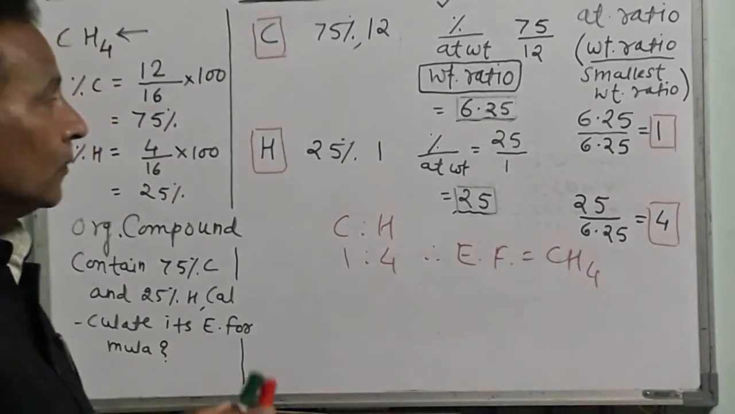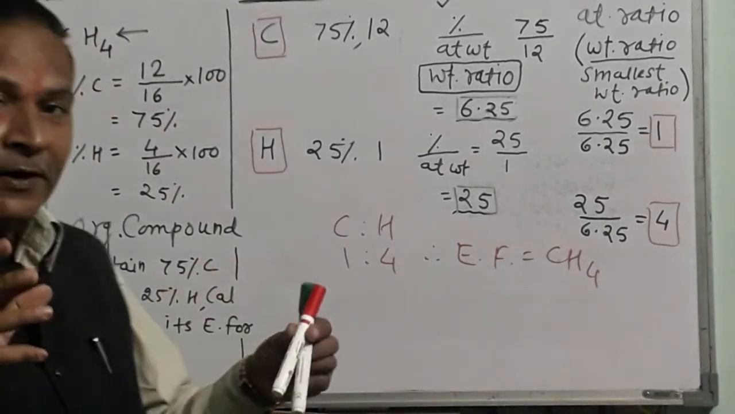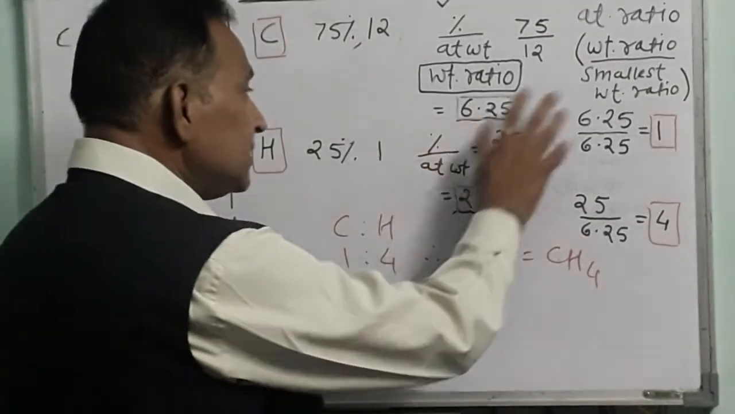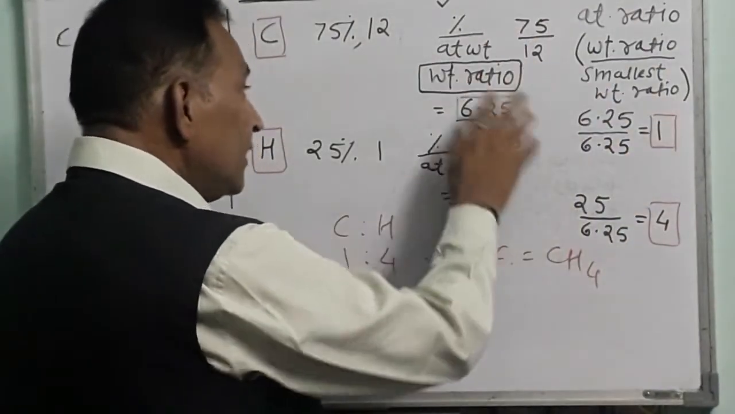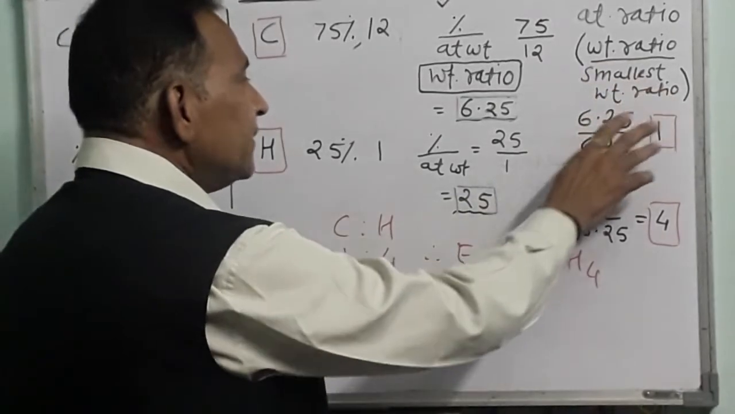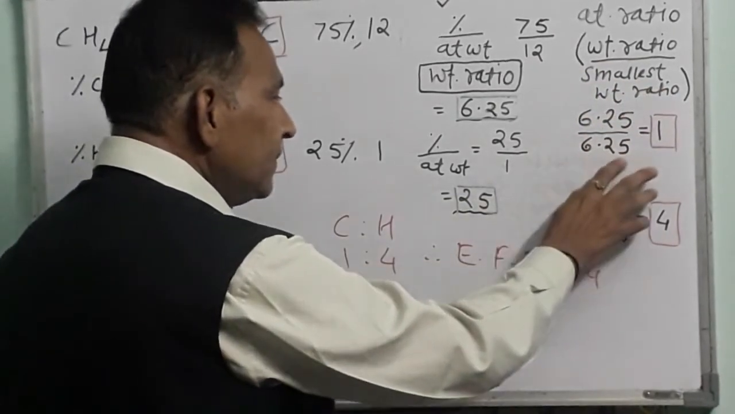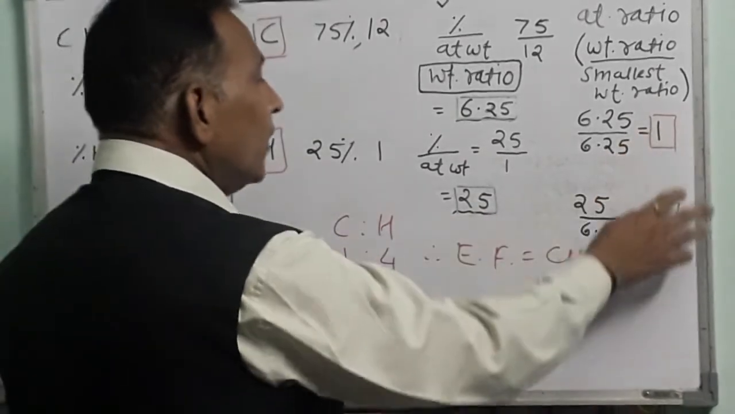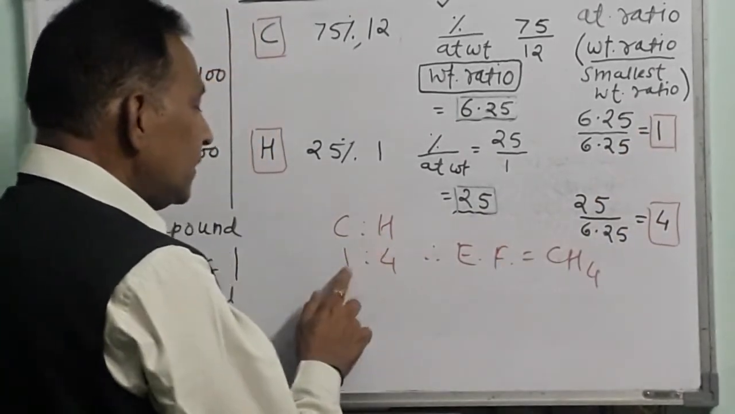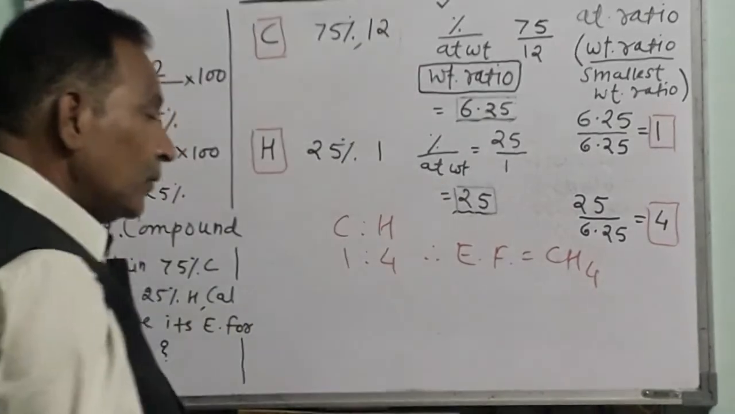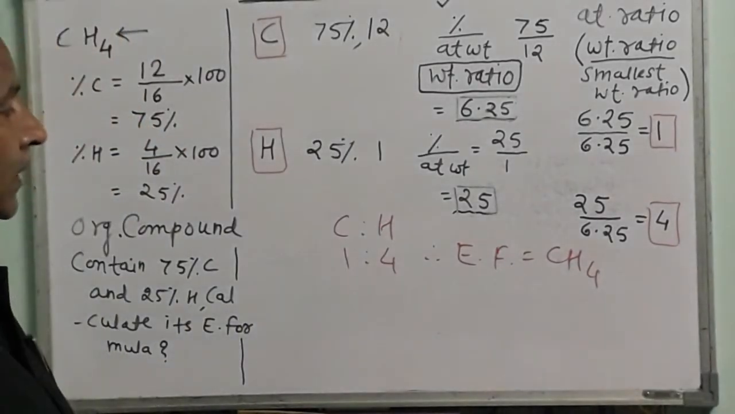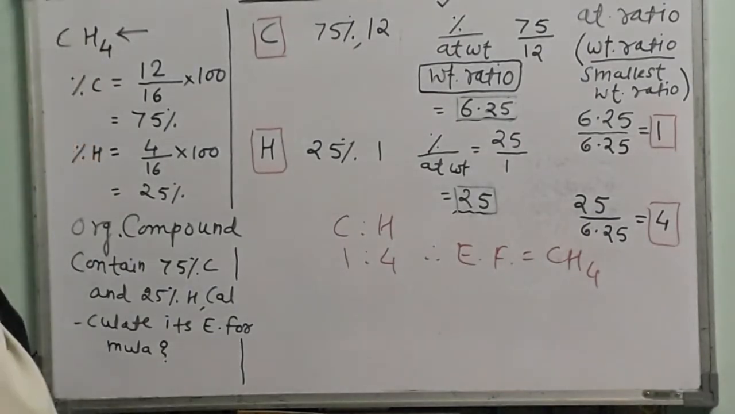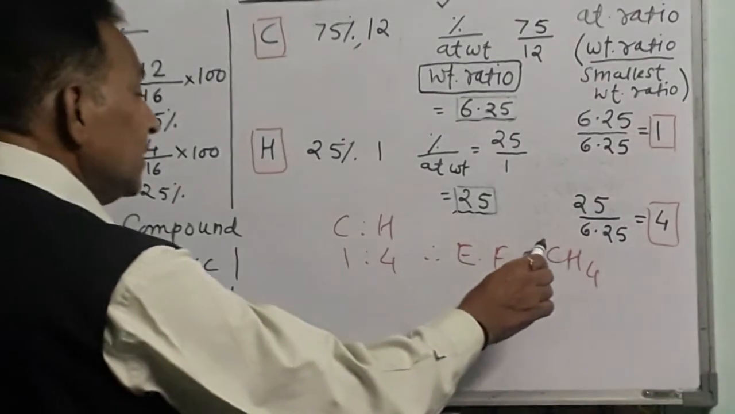तो आप लोगों को दोनों वेट रेशियो में जो वेट रेशियो छोटा है वो सिलेक्ट करना है. 6.25 इज स्मॉलेस्ट. So divide every weight ratio by the smallest weight ratio. 6.25 divided by 6.25 and 25 divided by 6.25. 1 and 4. So carbon is to hydrogen as 1 is to 4, and therefore the empirical formula of that organic compound is CH4. तो शुरू करे थे CH4 से और आ गए फिर से CH4 के ऊपर.